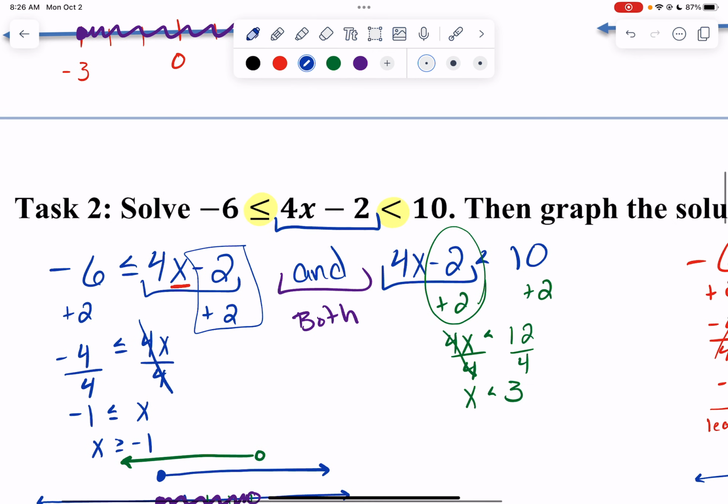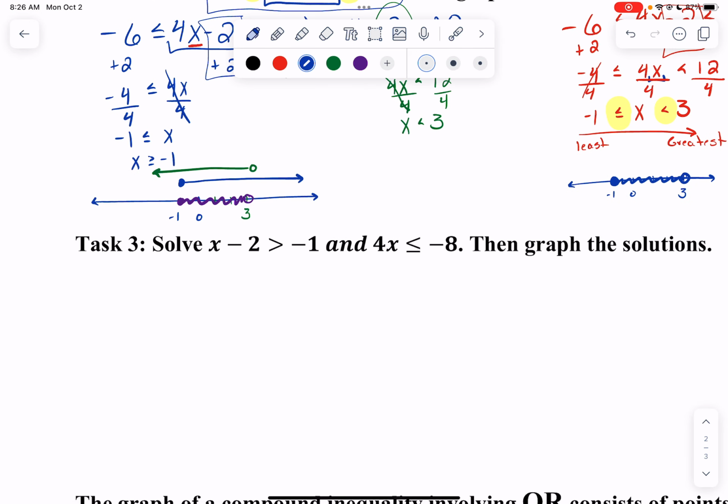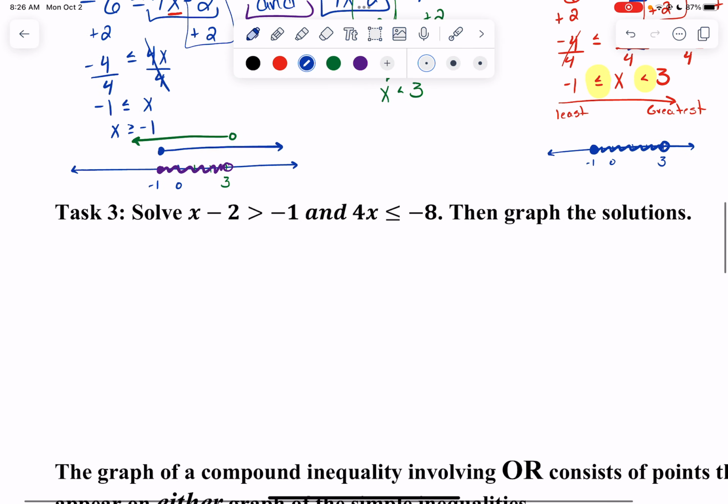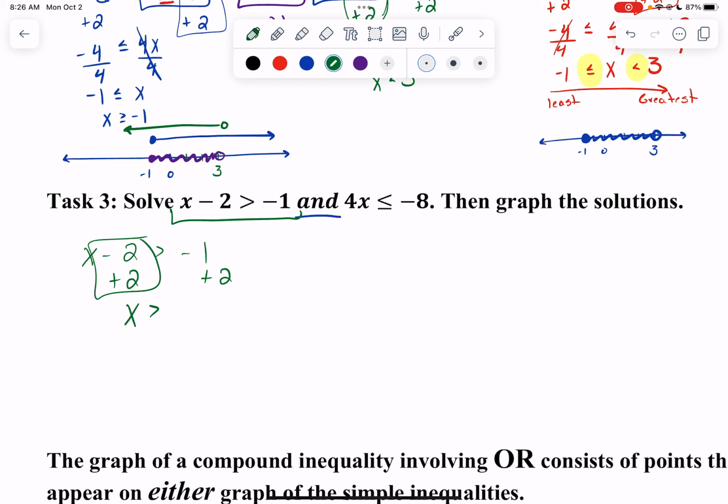The ones that are written all as one inequality, like this guy here, you can do that with. This next one, solve x minus 2 is greater than negative 1, and it's got the word and in it. You can't solve this as one inequality. You just solve each one separately. So first, let's solve this left side. x minus 2 is greater than negative 1. Right now I'm subtracting 2, so I'm going to add 2 to both sides. Negative 2 plus 2 is 0, so x is greater than negative 1 plus 2, which is 1.